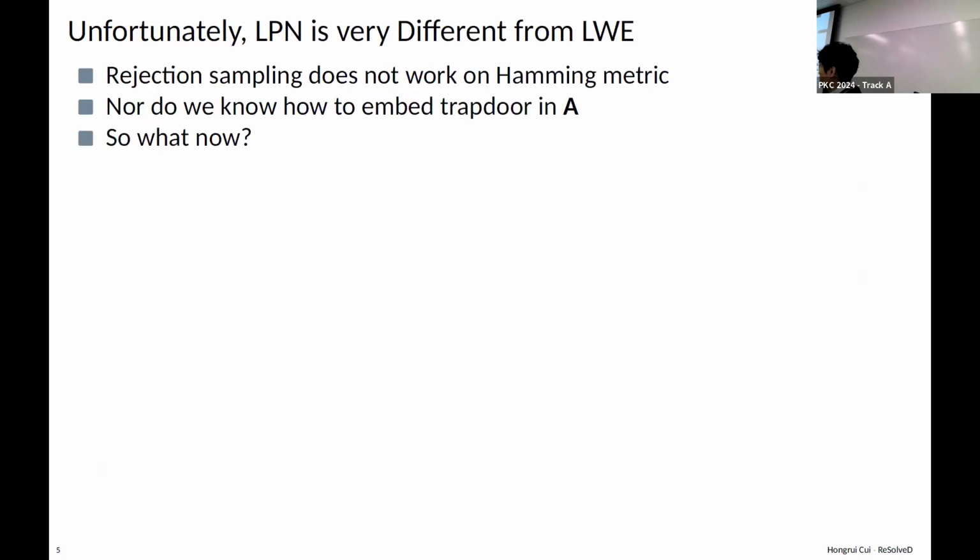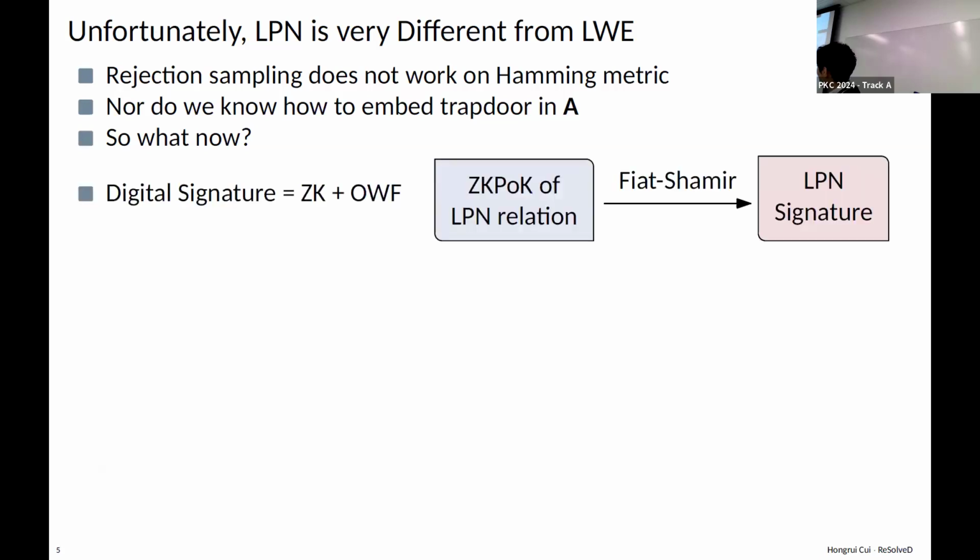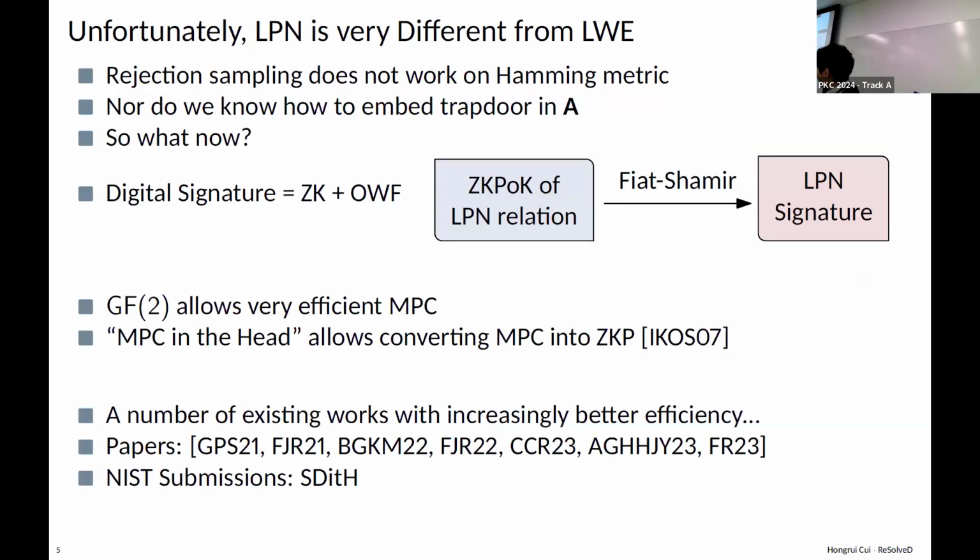Unfortunately, as we look deeper, we discover that the techniques that allow efficient lattice-based signatures do not translate directly into the LPN world. So we have to resort to the previously mentioned framework. Luckily, GF(2), which underlies the basic LPN variant that we consider in this work, allows very efficient and generic multi-party computation. And a classical paradigm called MPC in the head turns the MPC into a zero-knowledge protocol.